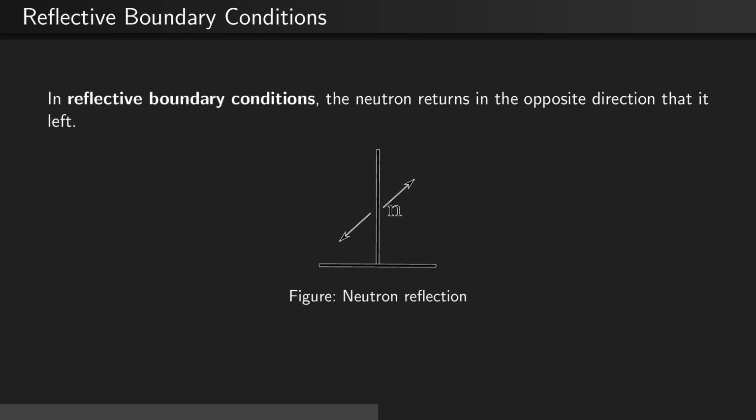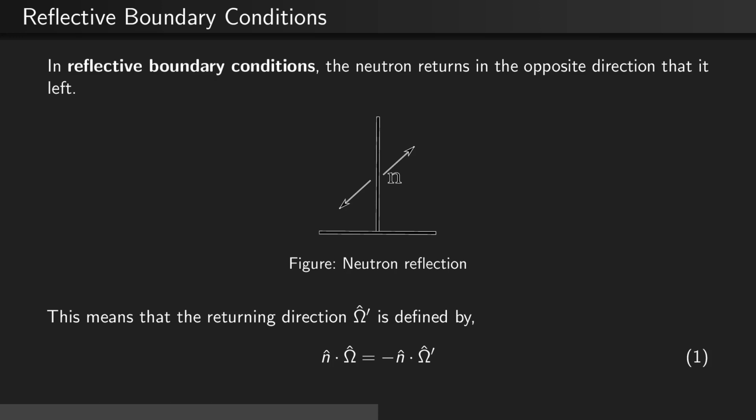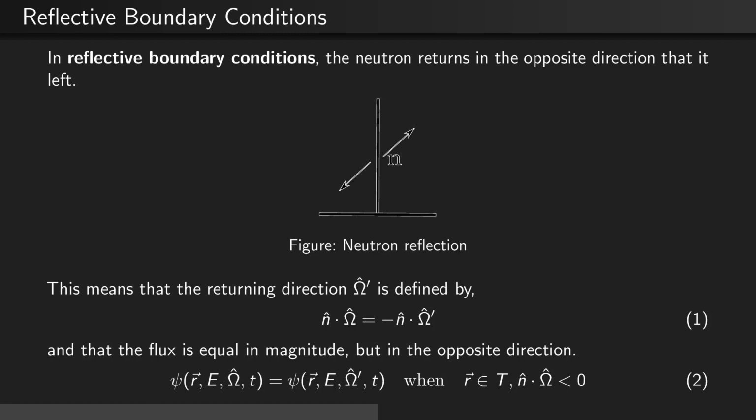In reflective boundary conditions, on the other hand, the neutron returns in the opposite direction that it left. This means that the returning direction, omega hat prime, is defined by n hat dot omega hat equals negative n hat dot omega hat prime. This means that the magnitude of the flux re-entering the volume is the same as the magnitude of the flux exiting the volume. Or psi of omega hat equals psi of omega hat prime.